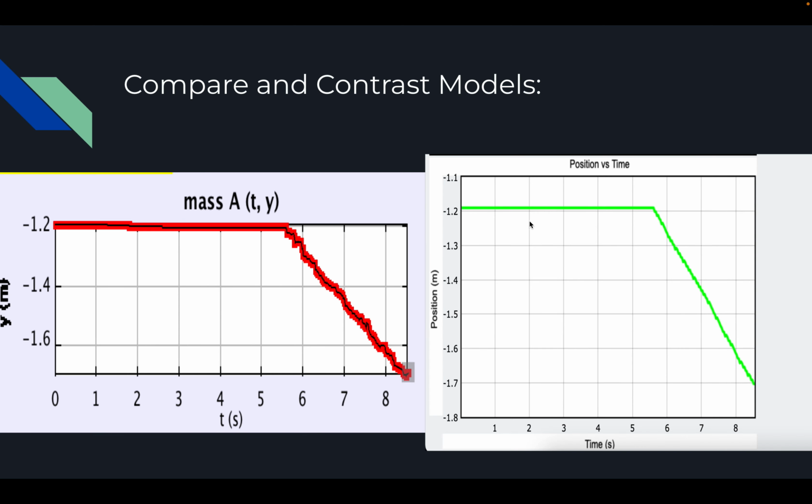So comparing and contrasting the models, they look relatively similar. Obviously, there are some slight discrepancies between each other because one is an experimental model and one is a theoretical model. And in this case, the experimental model might have different conditions and all that, as opposed to what would just be expected from a theoretical model.